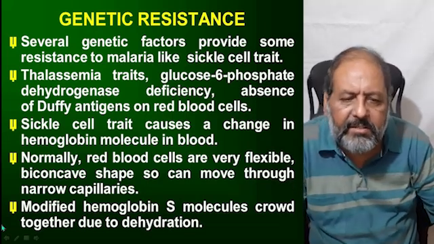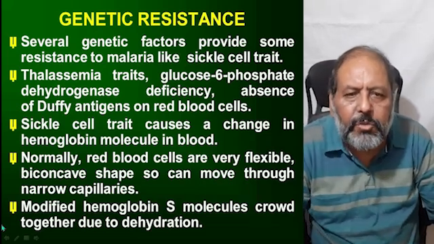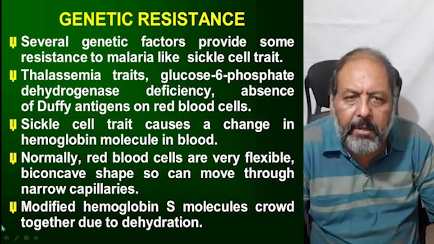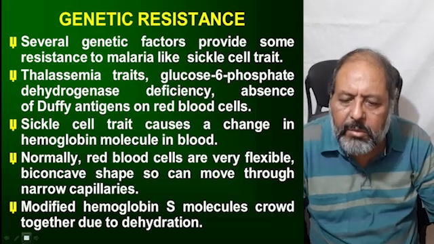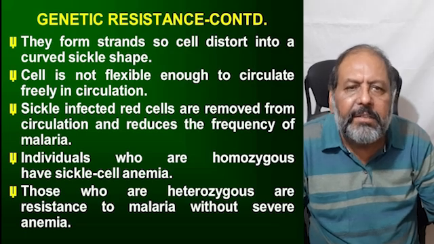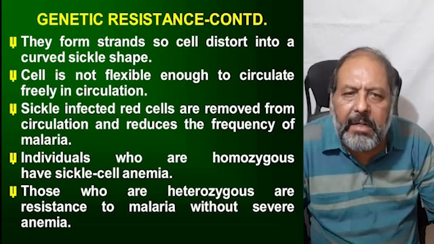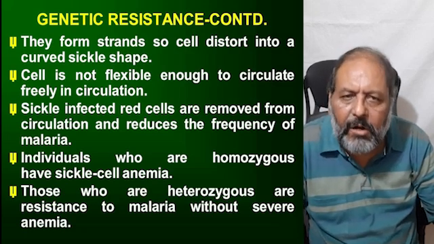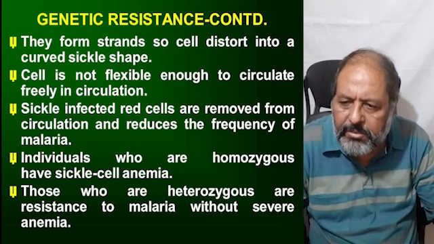Normally, red blood cells are very flexible with a biconcave shape, so they can move easily through the narrow capillaries. But modified hemoglobin S molecules crowd together due to dehydration and form strands, so the cell distorts into a curved sickle shape, and the cell is no longer flexible enough to circulate freely in the circulation.